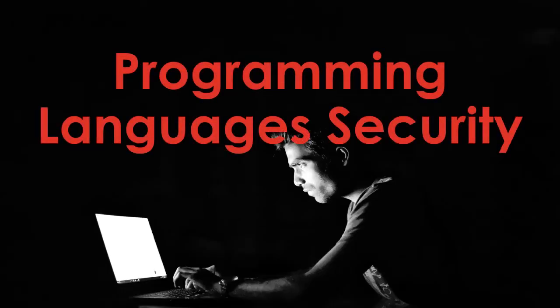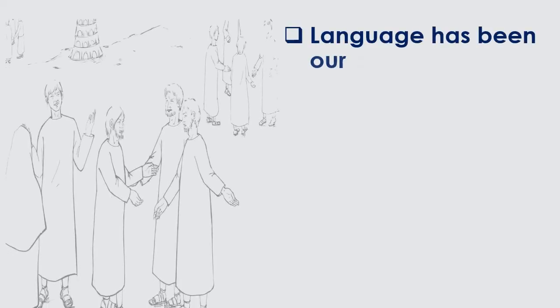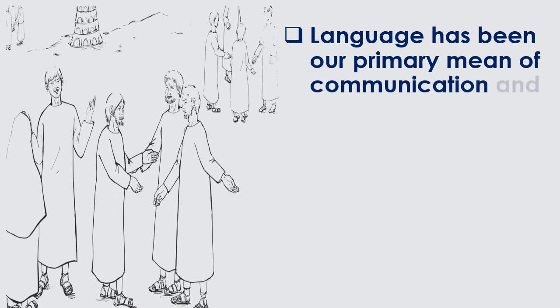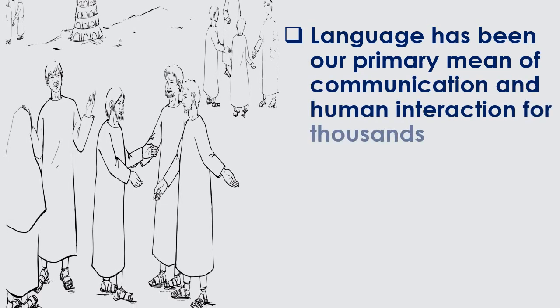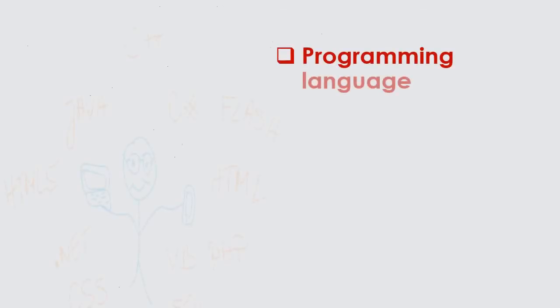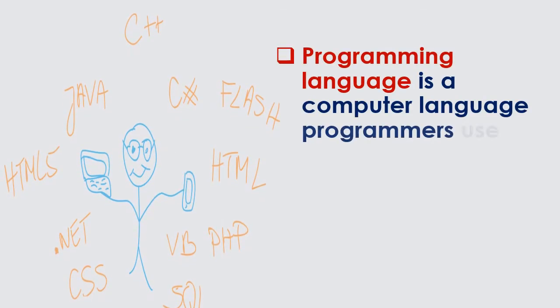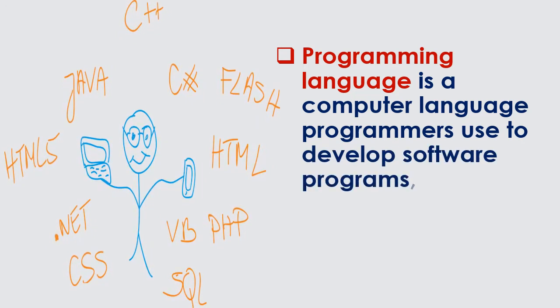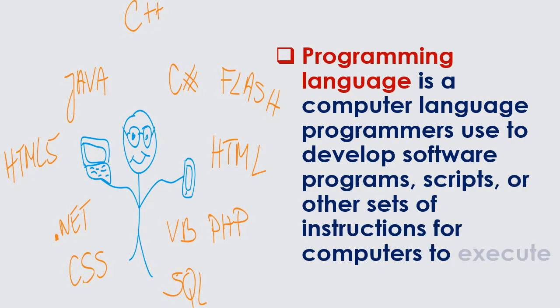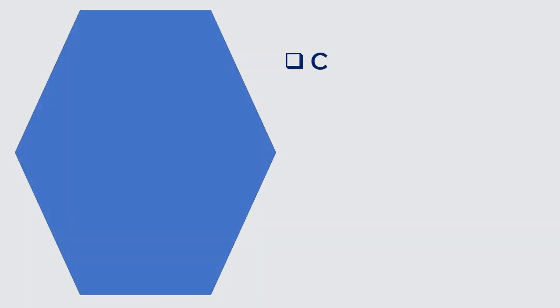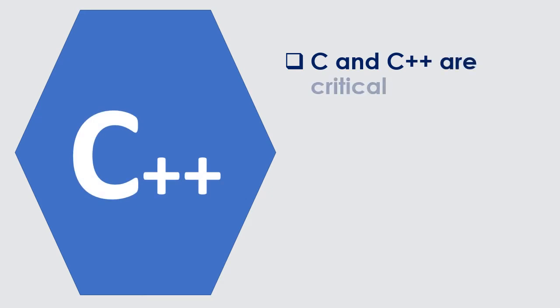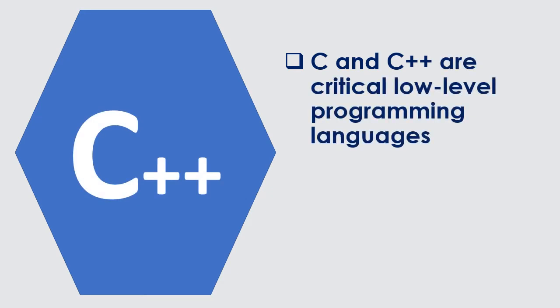Programming languages security. Language has been our primary means of communication and human interaction for thousands of years. A programming language is a computer language programmers use to develop software programs, scripts, or other sets of instructions for computers to execute. C and C++ are critical low-level programming languages.